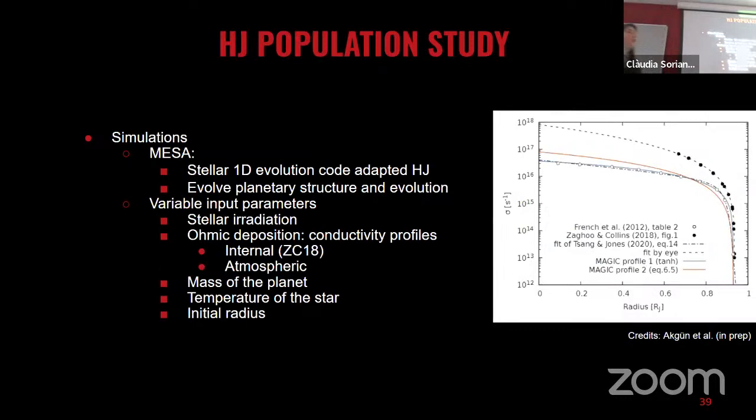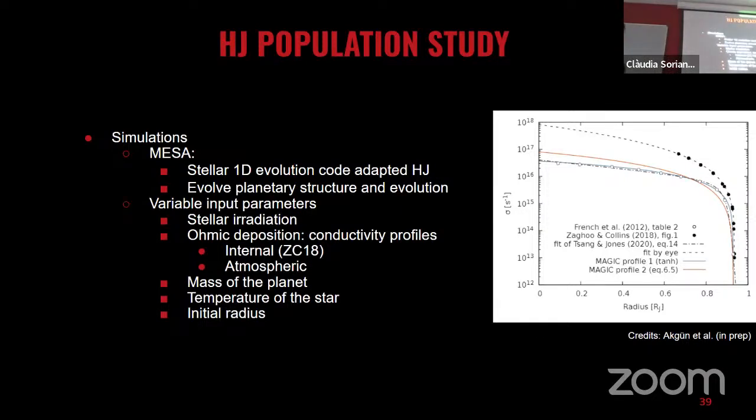Okay, let's talk about the simulation. Tanner is working on this simulation. So basically what we are using is MESA. MESA is a stellar 1D evolution code that we have adapted for hot Jupiters. So basically this code evolves the planetary structure for practically the whole life of the planet.